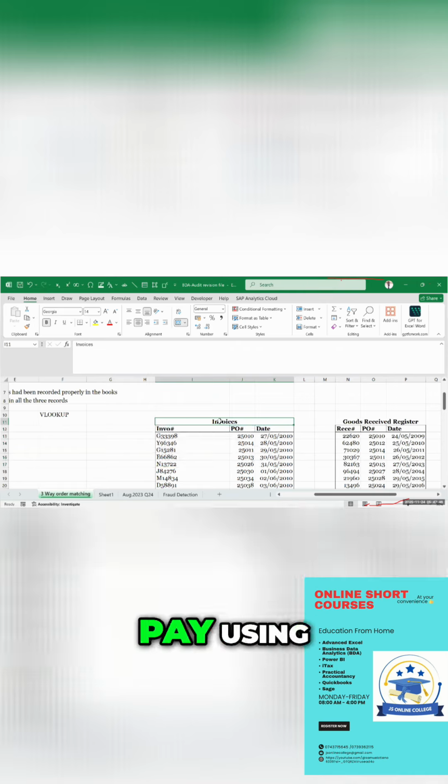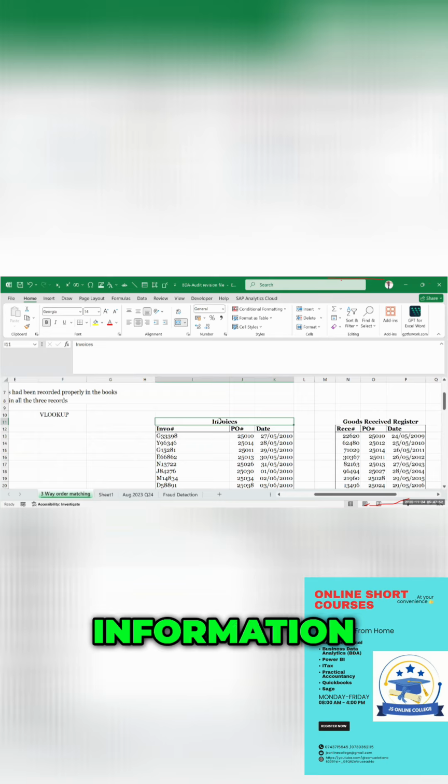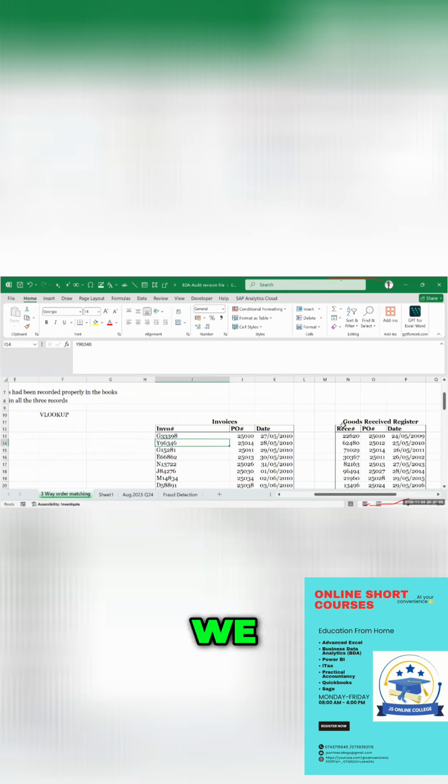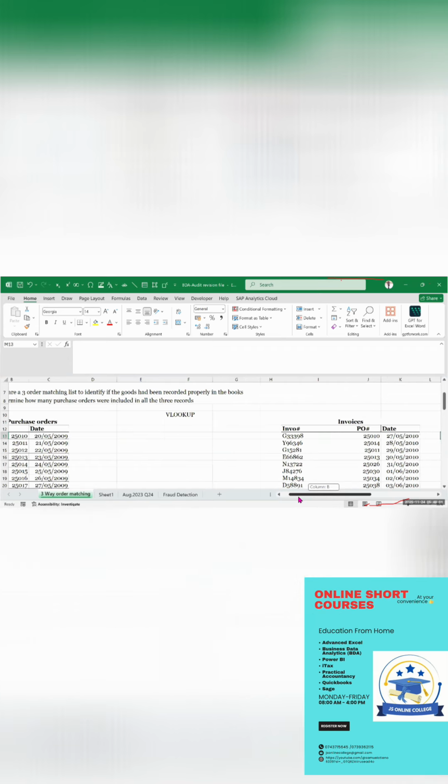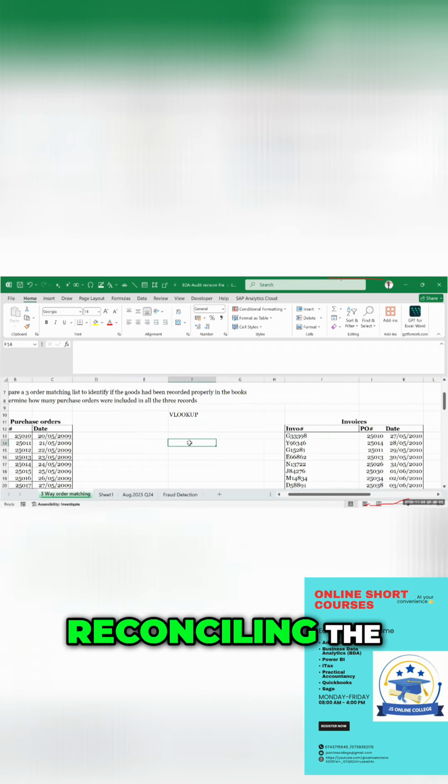Remember, this is what we pay using. You pay or you settle, you pay your suppliers from the invoice information. So you have to ask yourself, before I pay, did we receive all those goods from the goods received register? So you're just confirming, reconciling the two.